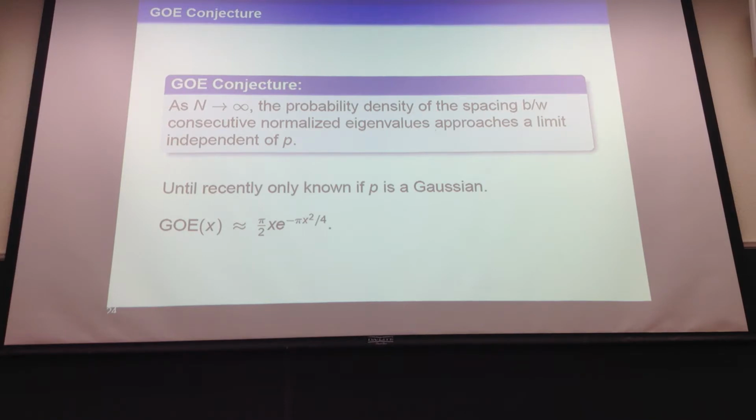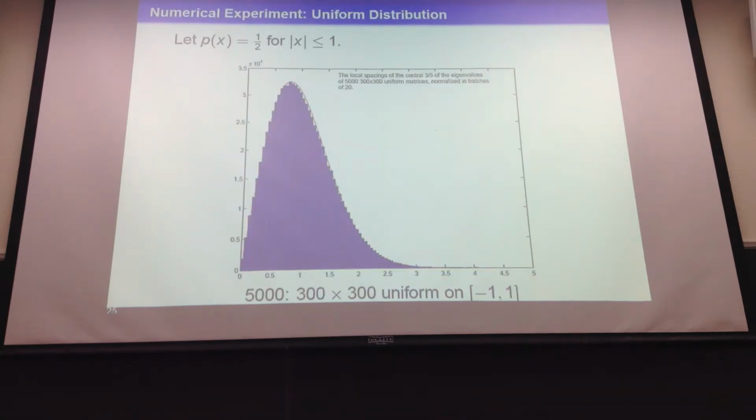So the GUE conjecture is that if you choose any nice probability p, the spacings between adjacent normalized eigenvalues converge to something universal, which looks a lot like x e to the minus constant x squared. This has now been proved. When I was an undergraduate, this was open. This is very, very recent work, in the last 5 years or so. So looking at spacings between adjacent eigenvalues, adjacent normalized eigenvalues.